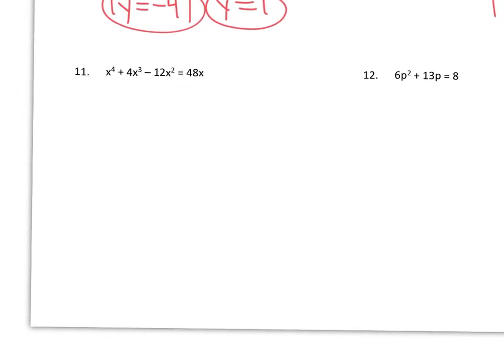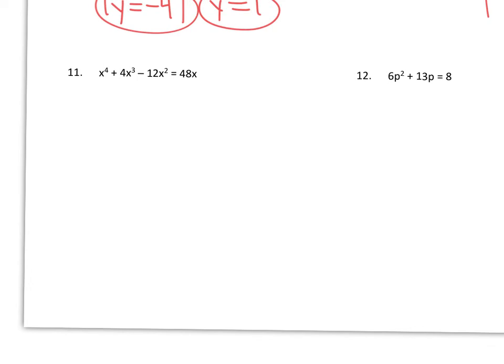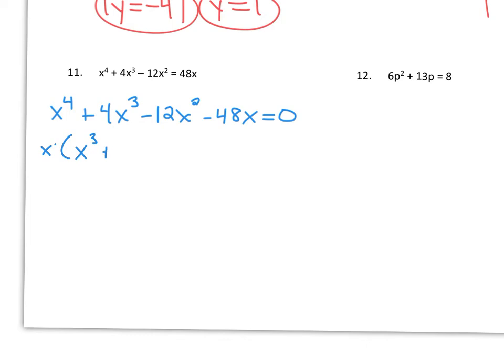Okay, so we have to get this equation set equal to 0, so I am going to move this 48x over to the left, and we know when we do, it becomes a negative. Okay, so now I'm going to factor this. Now, I know there's 4 terms, but before we jump into grouping, look, we can pull out a greatest common factor. So I'm going to pull out an x, and that's going to leave me with x cubed plus 4x squared minus 12x minus 48.